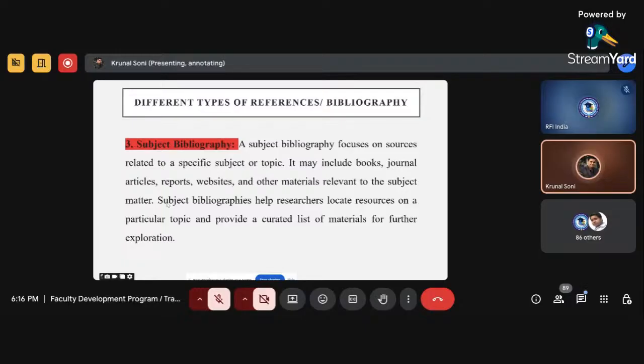Like if I want to cover particular authors in terms of disposition bias, the disposition bias authors need to be segregated. Herding bias authors need to be segregated. So this is how the subjective bibliography needs to be provided.